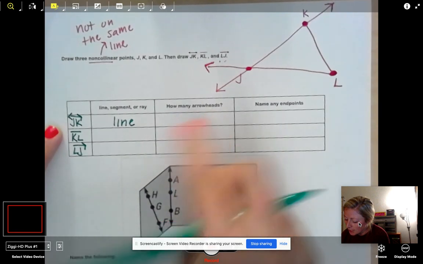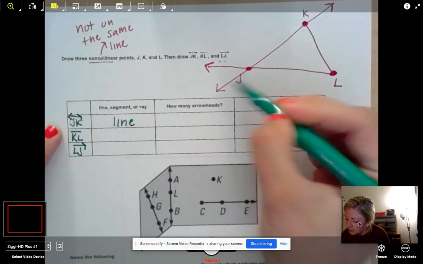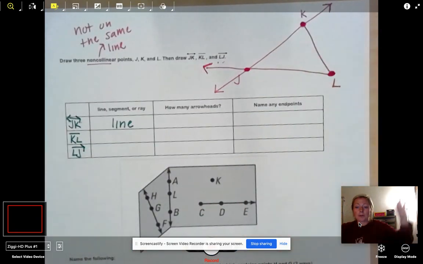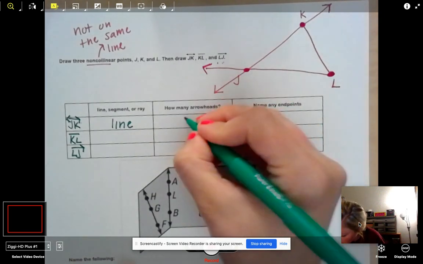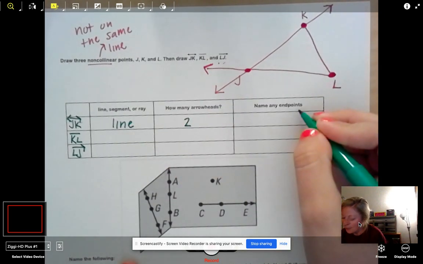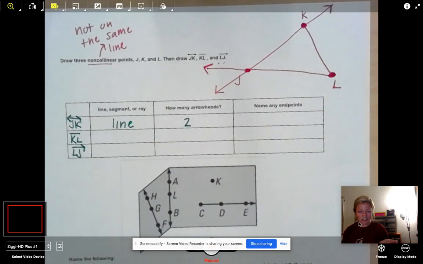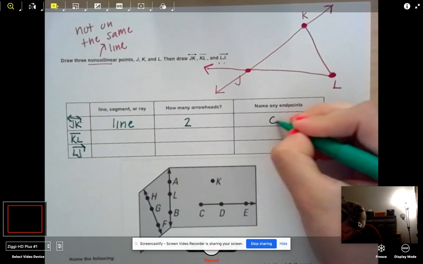How many arrowheads? We'll count. Well, look, there's 1, 2, because remember, we know it goes on for forever in both directions. So 2 arrowheads. How many endpoints? Well, does a line start or stop anywhere? No, because it goes on for forever, so there's 0 endpoints.